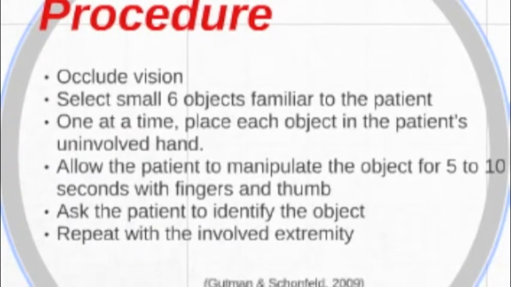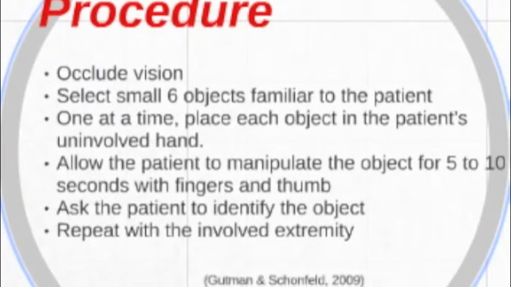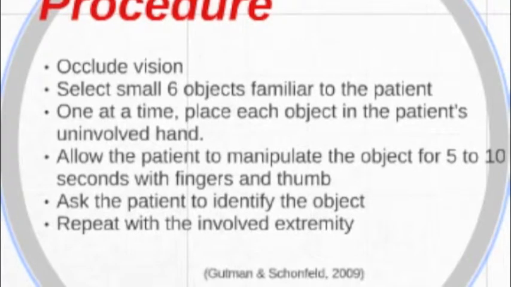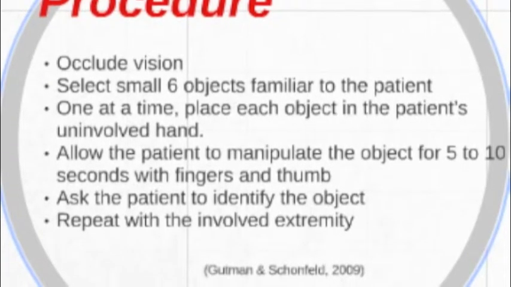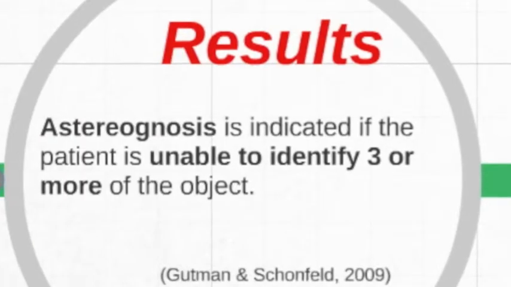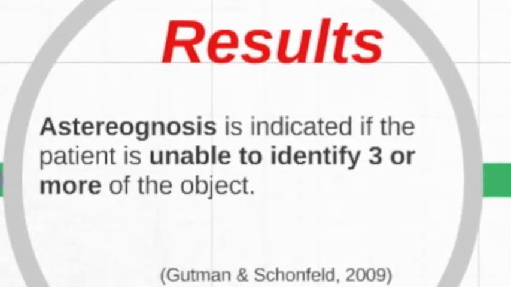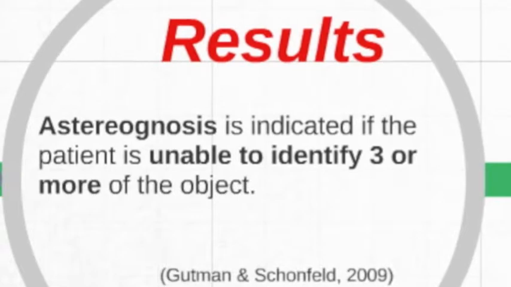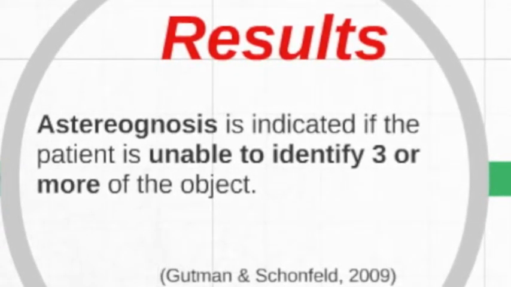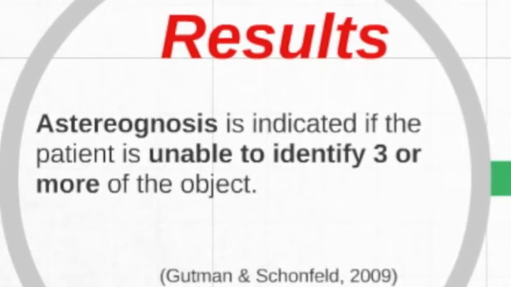Once the uninvolved hand has had a chance to manipulate and feel the 6 objects and guess what they are, the same process is repeated with the involved extremity. Normally, people can correctly identify 3 or more of the objects. If the patient is unable to correctly identify at least 3 of the objects, this may indicate a stereognosis. We'll now show a quick demonstration of the screening.